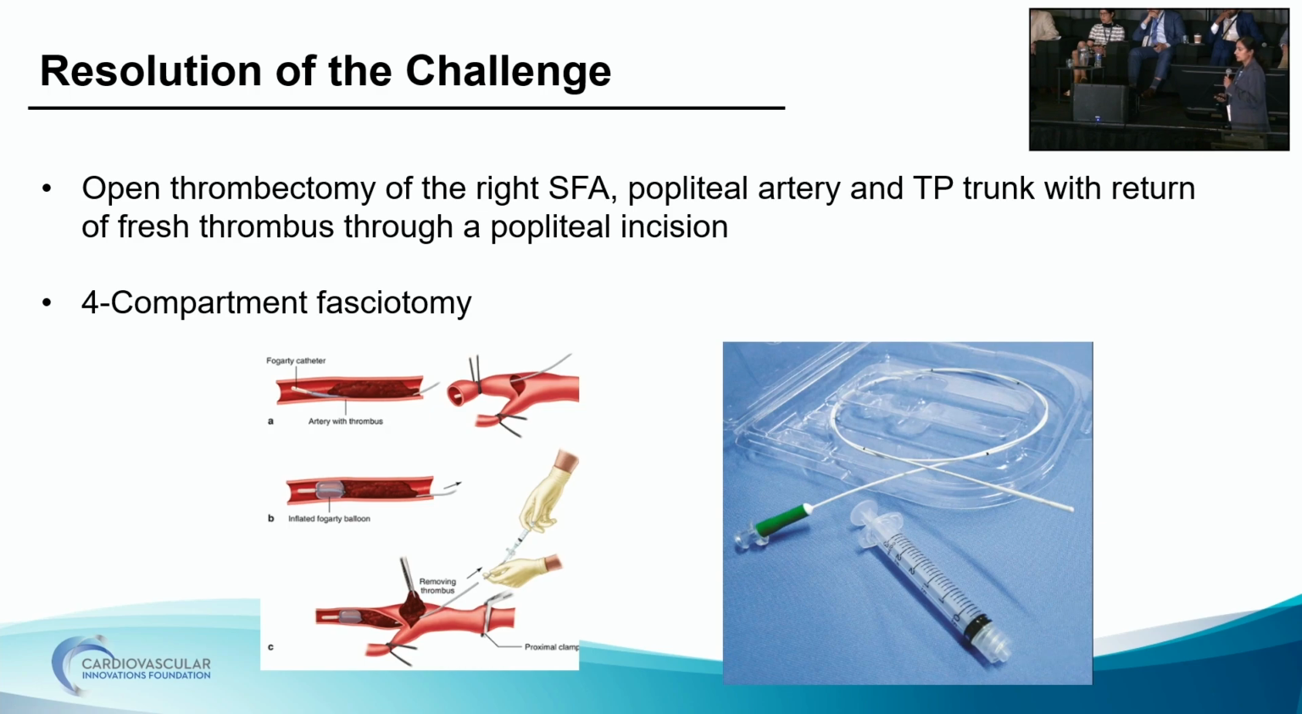So we decided to do an open thrombectomy, primarily for a couple of reasons. One, we thought lysis would not be a good option in him, given his stroke. He also didn't have good access because his external iliac was occluded on the other side, and we didn't want to put a lysis catheter through the arm. So we decided to do a 4-compartment fasciotomy and an open thrombectomy. We got some return of fresh thrombus, and we did a popliteal incision so we could actually thrombectomize the tibials.